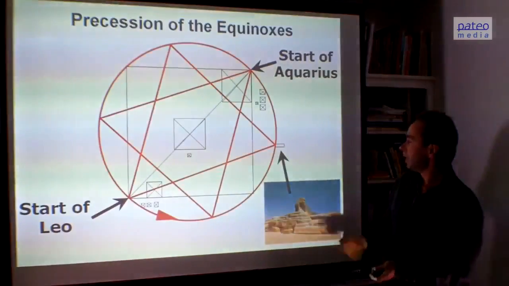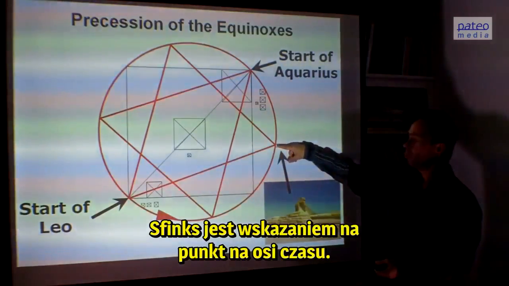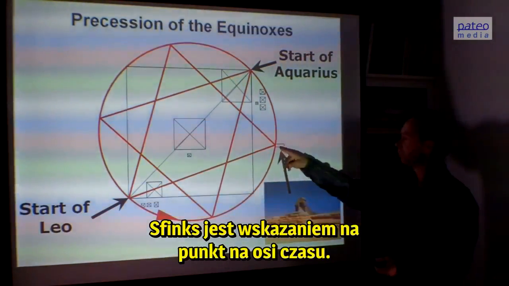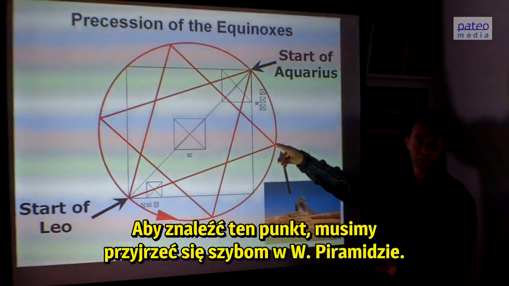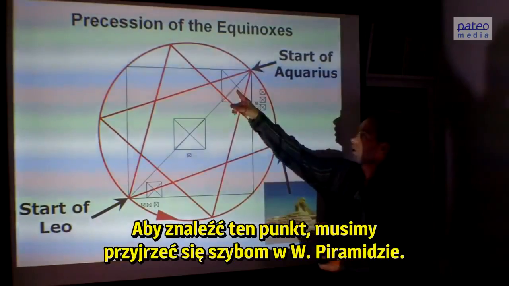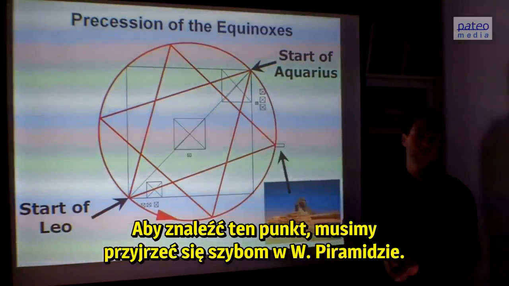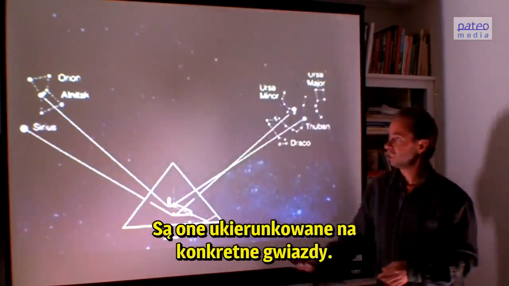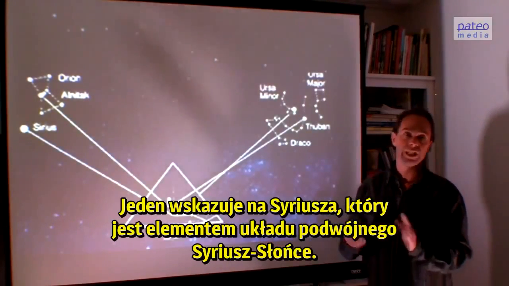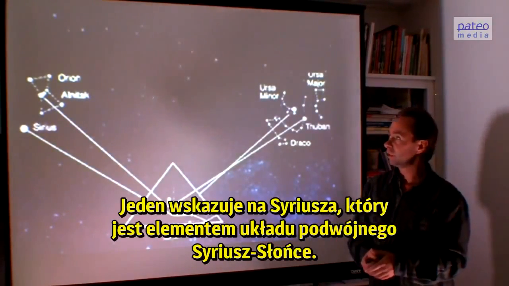So what does it actually mean? This is a moment in time. What moment in time? How can we precisely know what moment it was? To help us find that exactly right moment, we have to look at the shafts in the Great Pyramid. And those shafts are aligned to certain stars. It's aligned, of course, to Sirius, the dance partner of Helios.